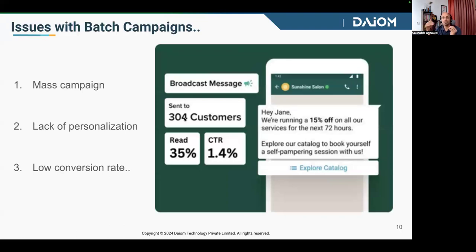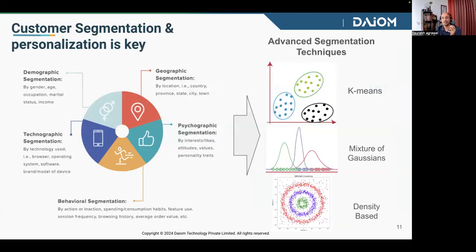So what are the issues with batch campaigns is they are mass campaigns, there is a lack of personalization, it is sent like everybody will get the same message, and they have low conversion rates. But why do we do batch campaigns is because we want to get the sale, we want to get the uptick. Okay, but batch campaigns can be created with a bit more intelligence, and that is why a lot of segmentation techniques have been developed.